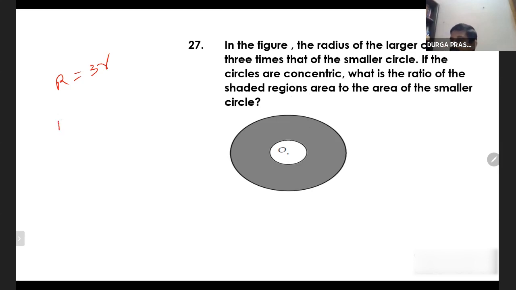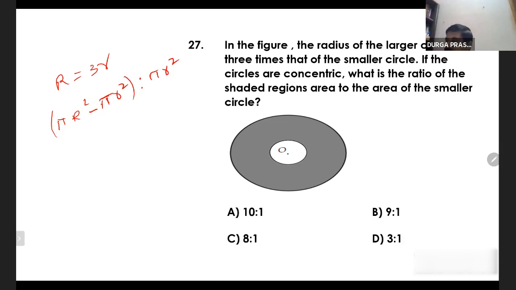So that is pi R square minus pi r square over pi r square. So this is the ratio of the shaded region with the non-shaded region. So pi gets cancelled. R square means 9 r square. 9 minus 1 is to 1. r square gets cancelled. So that is 8 is to 1. So option C. Please note it first.